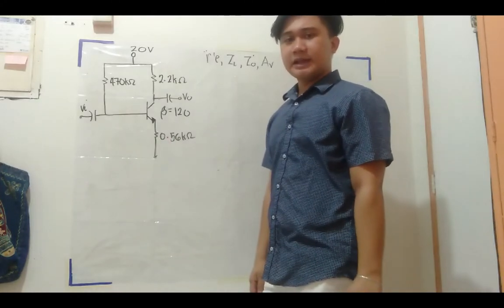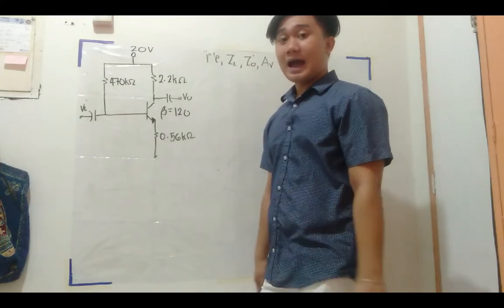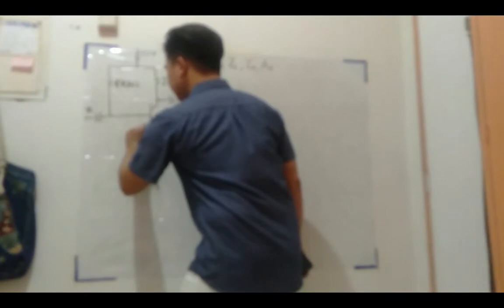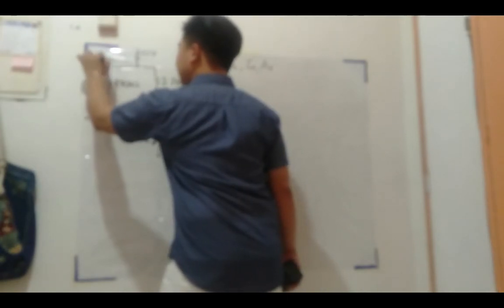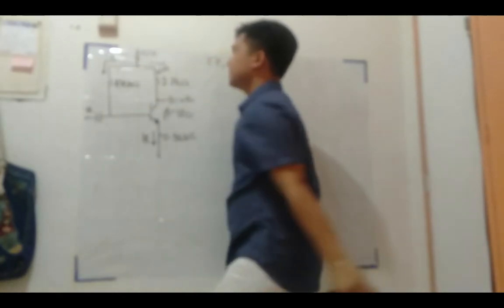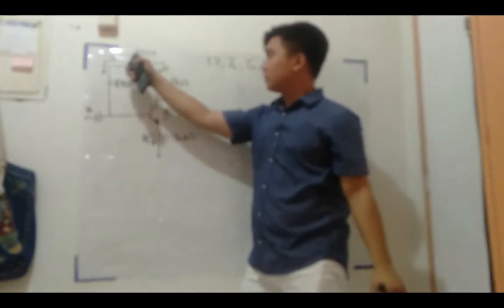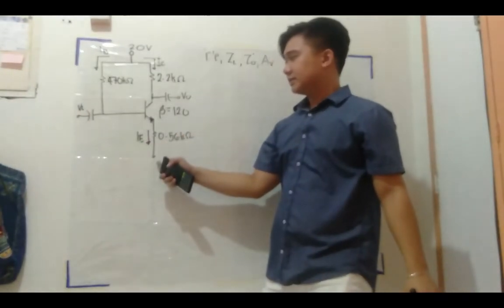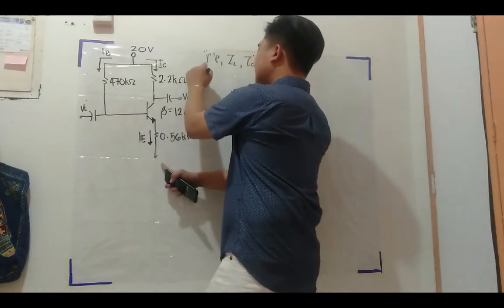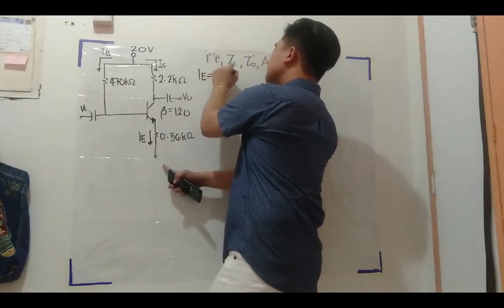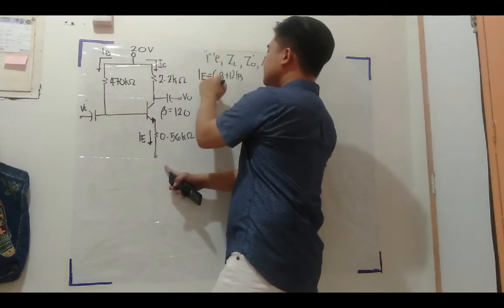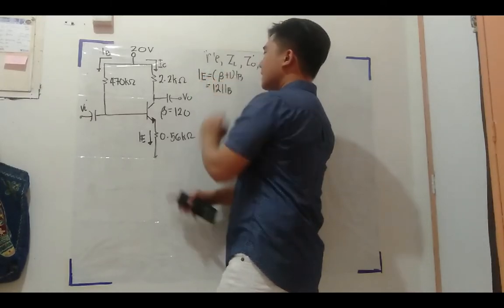Ano nga yung first step? Kailangan ko munang kuhain si IE. Okay? Andito po si IE. Andito si IB. Andito naman si IC. So, magki-KVL lang ako mula dito, pababa po dito. Okay? So, alam ko agad na si IE ay papaltan ko ng beta plus 1 IB. So, in this case, beta is 120. So, IE is 121 IB.